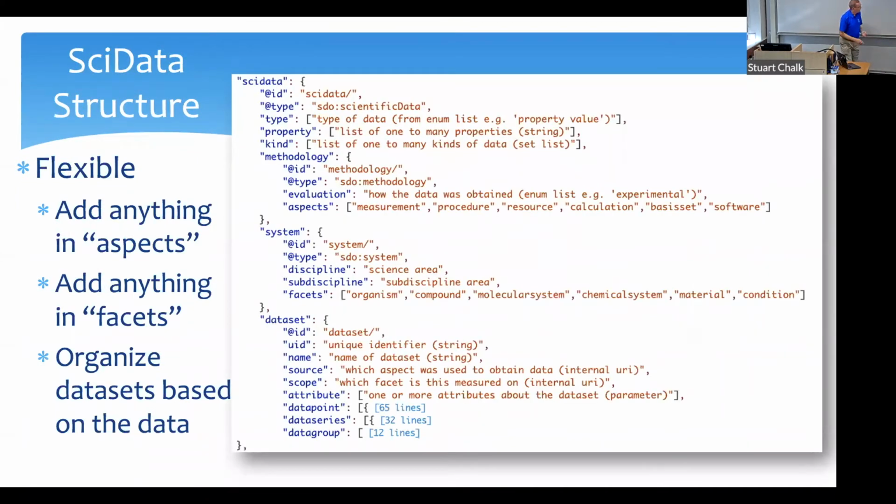Now, a really important part about this is that the data set section has some defined elements in it, and you can see here data points, which are individual, like physical property data, and series, which are groups of data points that have some logical connection to each other.